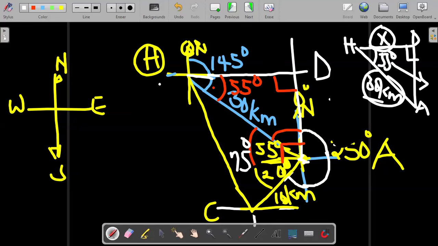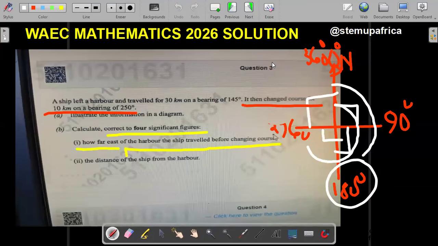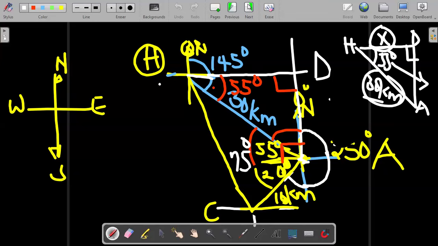Okay, let's continue. But remember, we got to say the distance of the ship from the harbor. The ship is at sea from the harbor. Now, they'll ask you to find this distance from H to C. So how do we find H to C? We're going to use cosine rule because we have two sides and an inclusive angle.